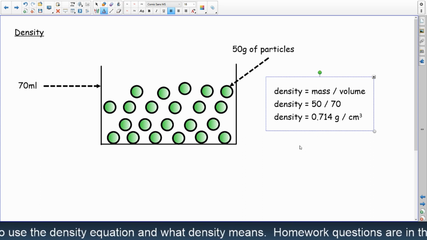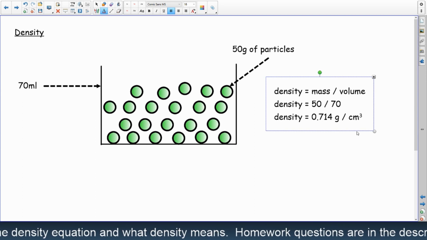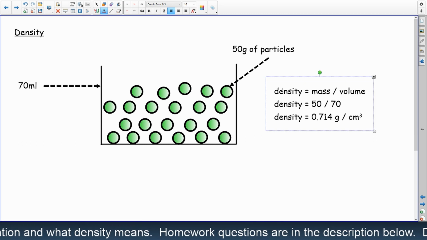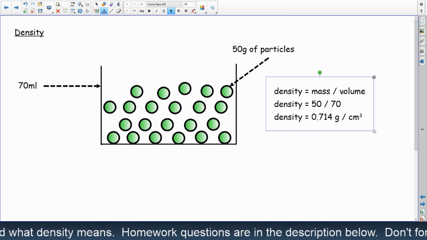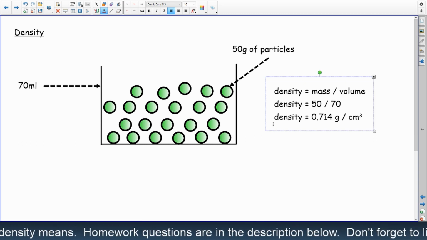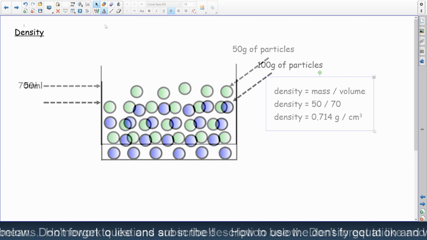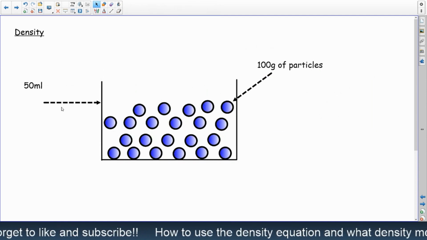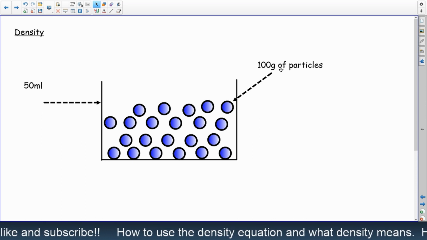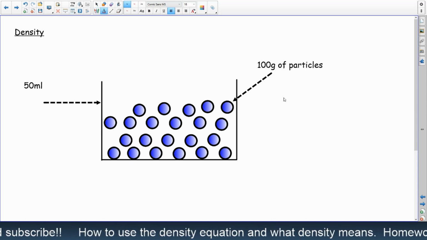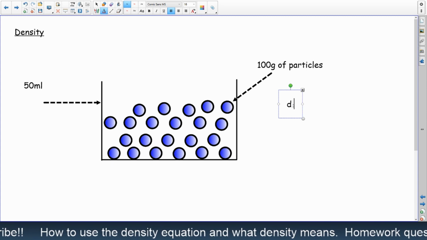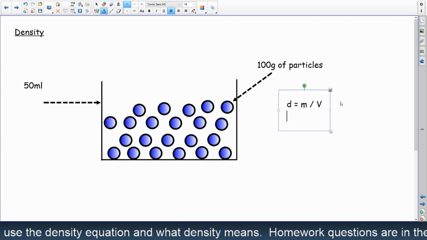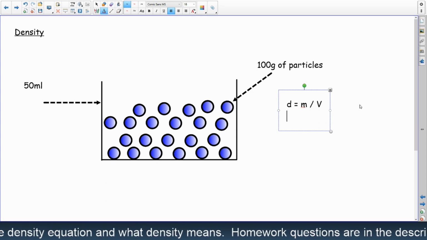Okay, now in future calculations we'll want to change this density equals mass divided by volume into letter format. So we'll use D equals M over V. It's a little bit faster, but for this first one, we just took care of that. In this one, we have 50 milliliters worth of particles, and we've got 100 grams of particles. So again, we'll go for our equation, density equals mass divided by volume. I'm using a capital V for volume and a small m for mass.